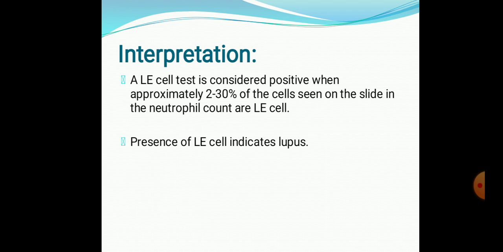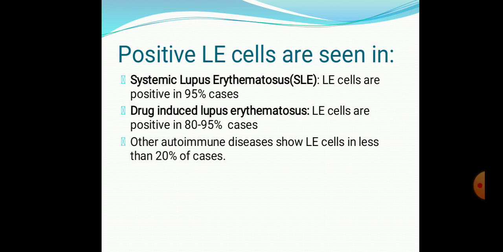Interpretation. The LE cell test is considered positive when approximately 2 to 30% of the neutrophils seen on the slide are LE cells. Presence of LE cells indicates lupus. Positive LE cells are seen in systemic lupus erythematosus; LE cells are positive in 95% of cases. In drug-induced lupus erythematosus, LE cells are positive in 80 to 95% of cases, whereas in other autoimmune diseases, LE cells are seen in less than 20% of cases.